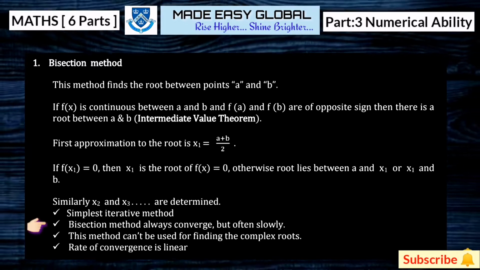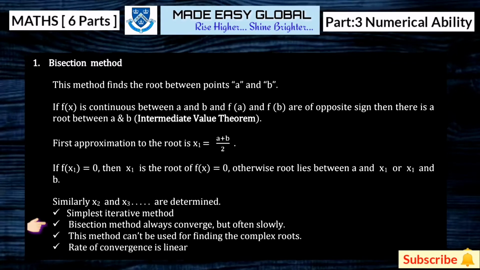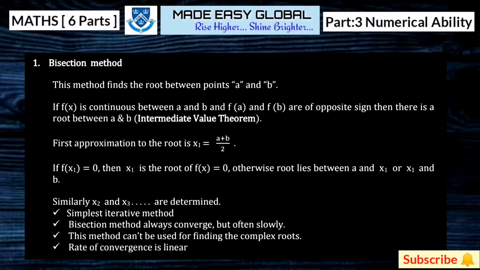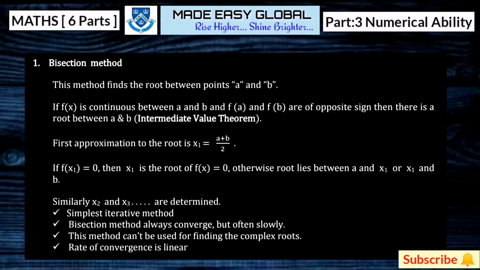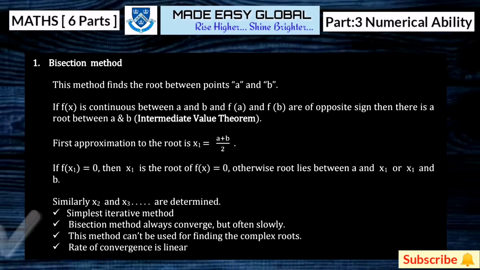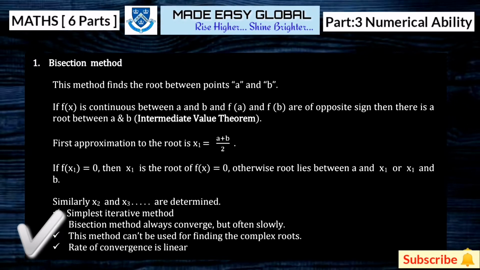The bisection method always converges but often slowly. This method can't be used for finding complex roots, and the rate of convergence is linear. So these are some key points for the bisection method.